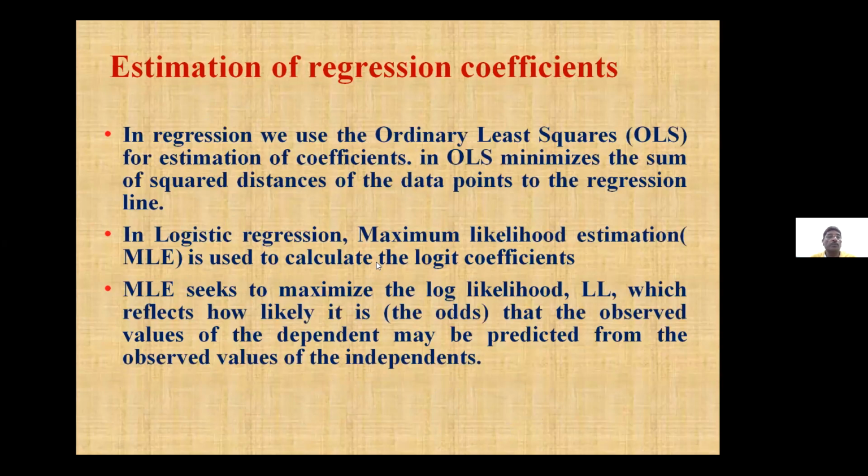Estimation of regression coefficients. In regression, we use ordinary least squares for estimation of the coefficients. In OLS, we minimize the sum of squared distances of the data points to the regression line. But in logistic regression, maximum likelihood estimation is used to calculate the logit coefficients. Manually, it is not possible; you can only do it with software. MLE seeks the maximum of the log likelihood, sometimes written as LL, which refers to how likely it is that the observed value of the dependent variable may be predicted from the observed values of the independents.